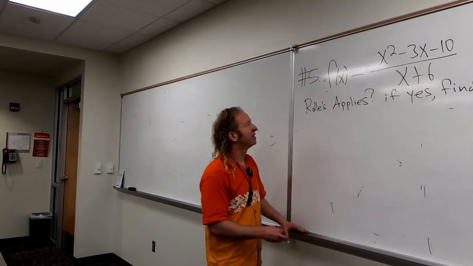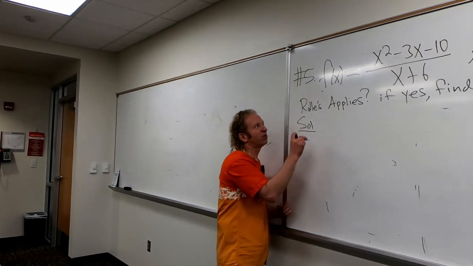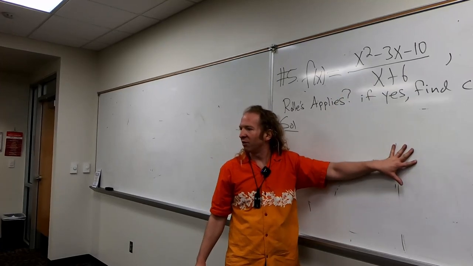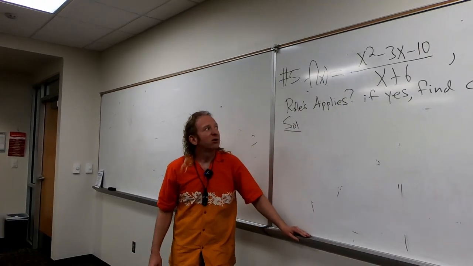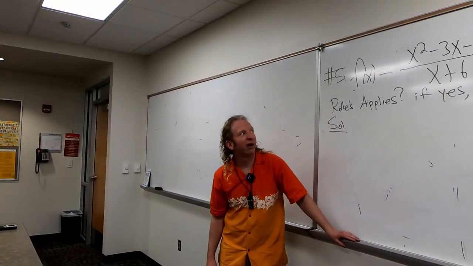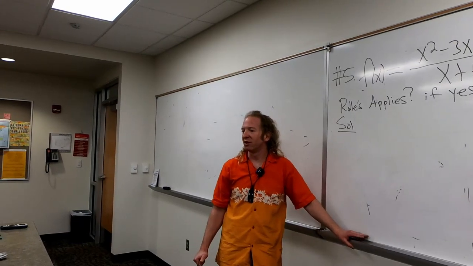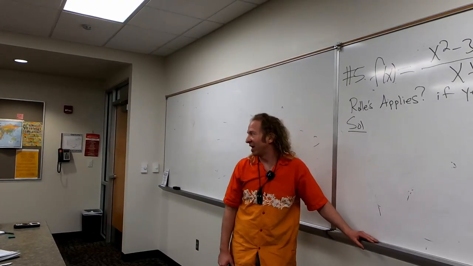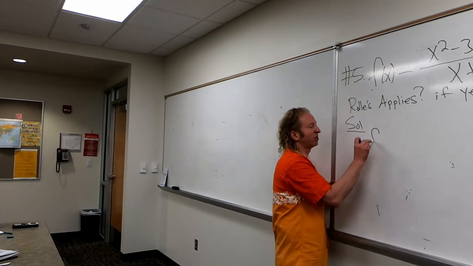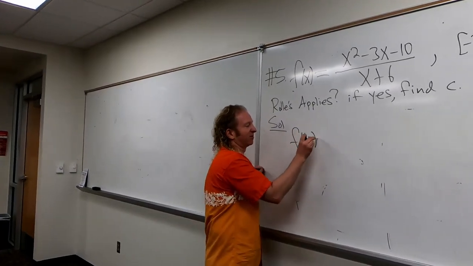Alright, so we just have to find c. To find c for Rolle's, we just take the derivative and set it equal to 0. That's all we have to do in this problem. So what rule should we use for the derivative in this case? Quotient rule. Yeah, I know I don't like the quotient rule, but let's do it. f prime of x.